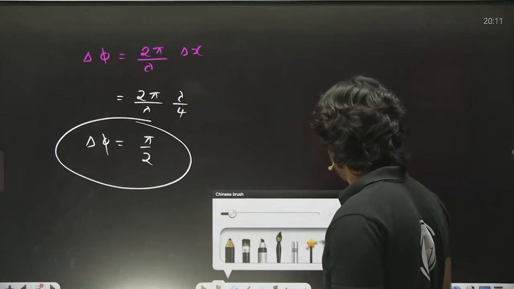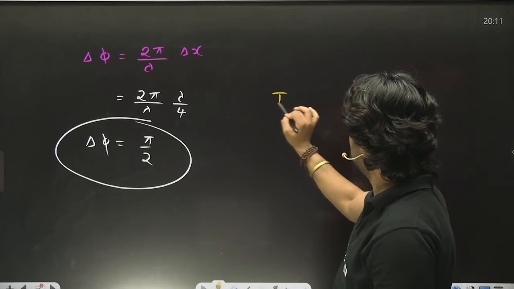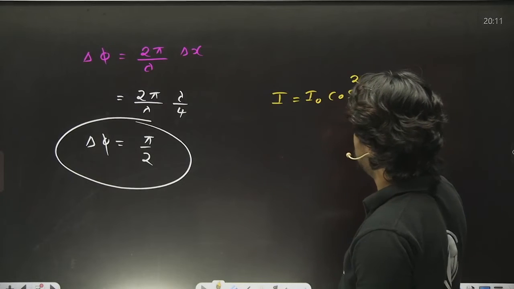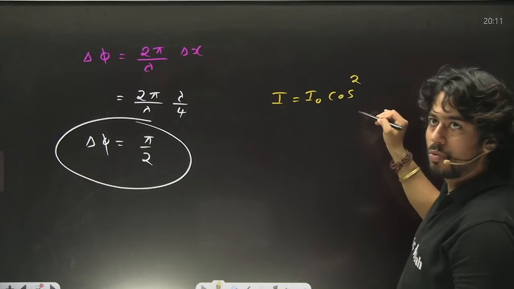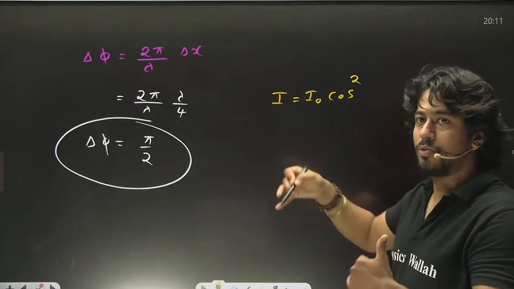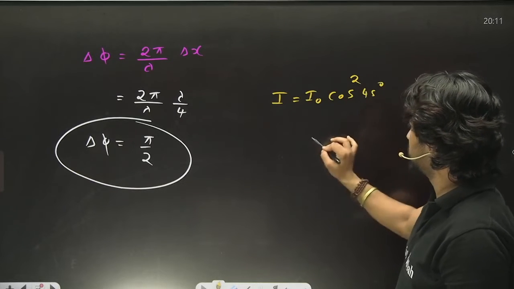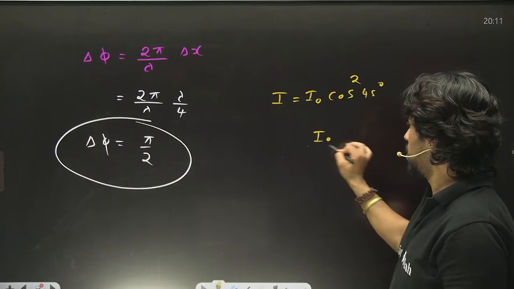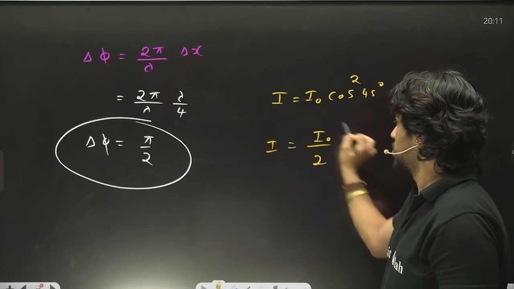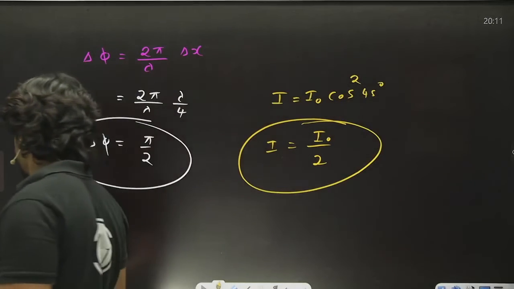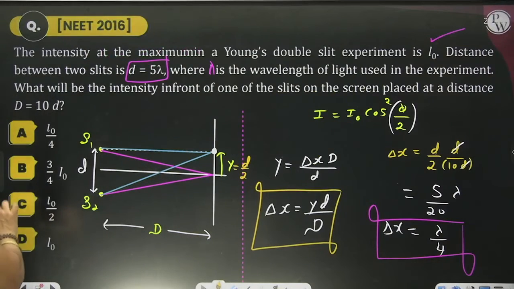So what's the expression going to be? Phi is pi by 2, so phi by 2 is 45 degrees. So cos square 45 degrees means (1 by root 2) square. That's I naught by 2. This is the answer in front of you. Note it down quickly.